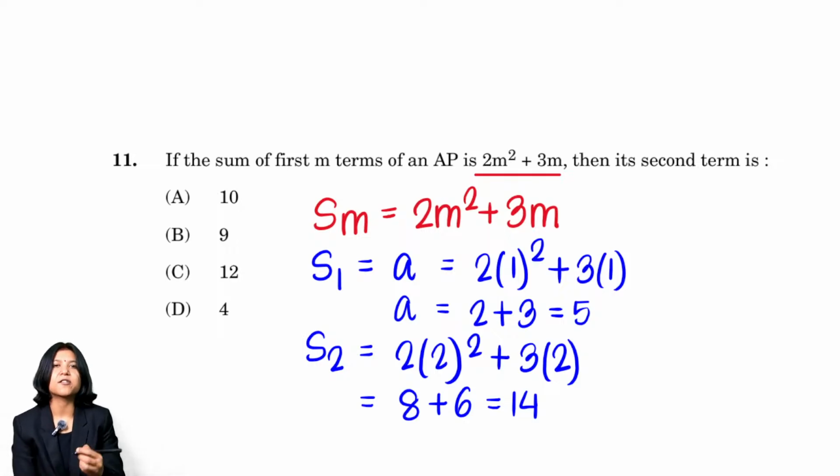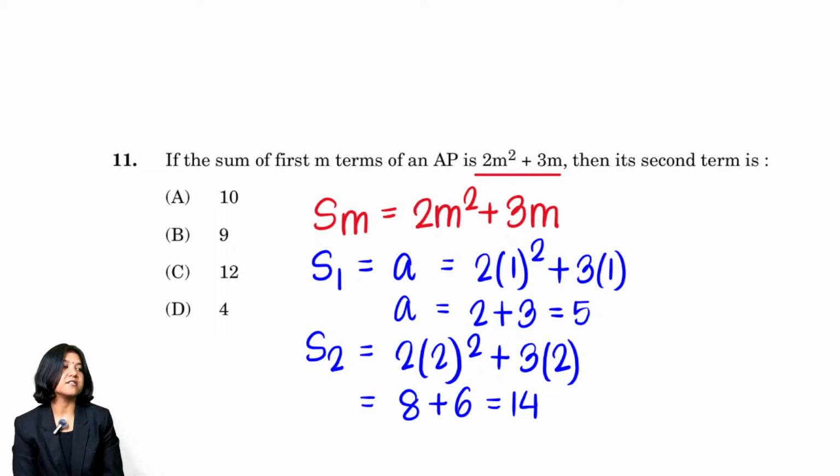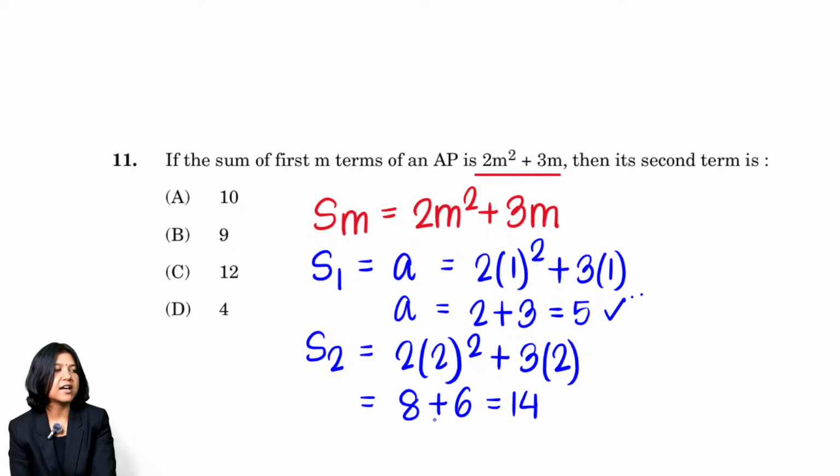This is the part where my students get confused and they just write 14 as the answer. But clearly you don't have that in the options. So there must be something that your answer should be different, yeah? So the first term, because you have already found out the first term is 5, and this 14 represents the sum of 2 terms, which means a1 plus a2 is 14. The first term plus second term is 14.